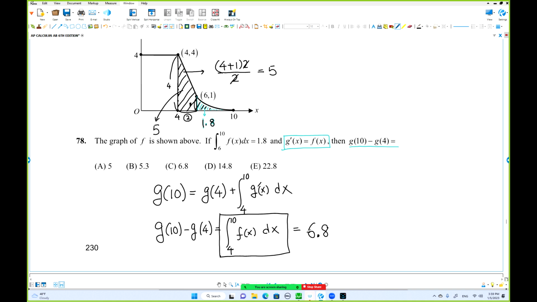The difference between g over 10 minus g over 4 is actually equal to 6.8. Okay, choice C is the answer. Are you okay with this? Yeah. All right.